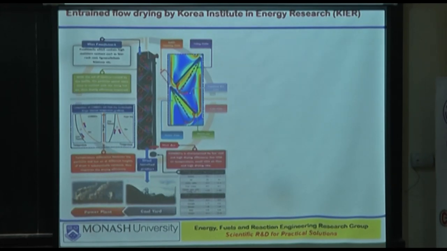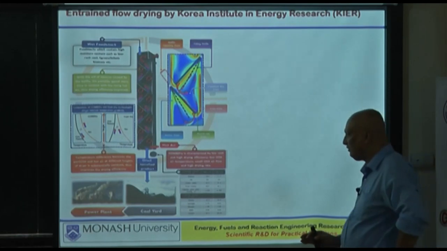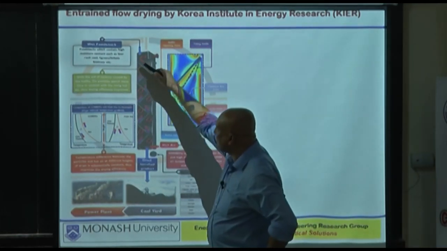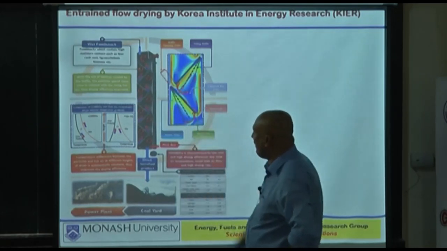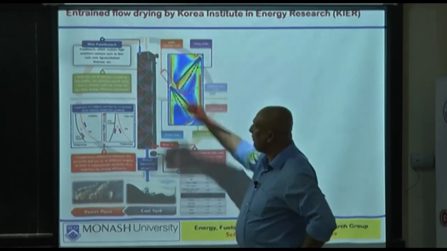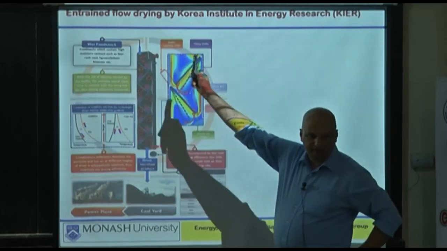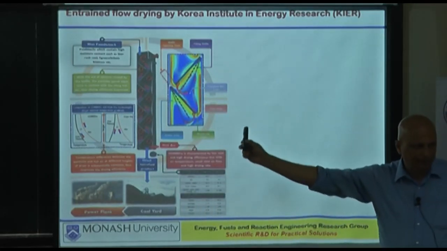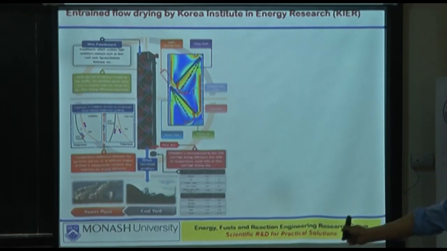Then the other one, which we are currently working on with Korea, in fact, one of my research fellows is going to witness the tests in Korea later this month. The Korea Institute of Energy Research, KIER, has developed a process called COM-DRY. It is a very simple model. They have lots of baffles angled this way and that way. The cool, wet material is fed from the top. The hot air goes countercurrent from the bottom, so the hottest air is in contact with the driest coal. It has advantages, and also disadvantages.